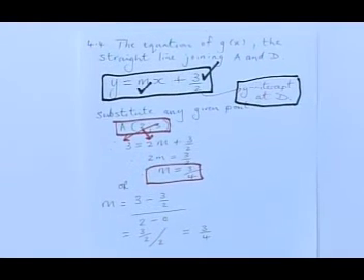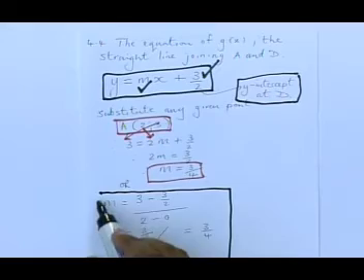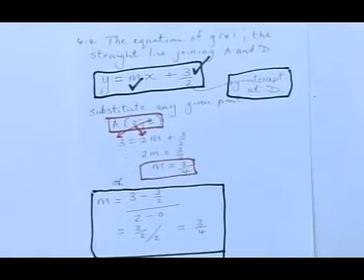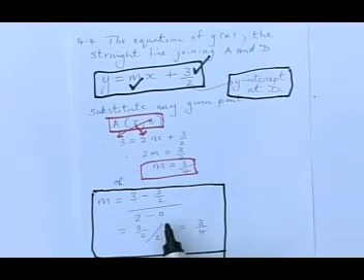For those of us who didn't see that, you could also have used the gradient formula, which, by the way, is written in on the formula sheet. That is the difference in the y coordinates over the difference in the x coordinates. That would also have given you 3/4.